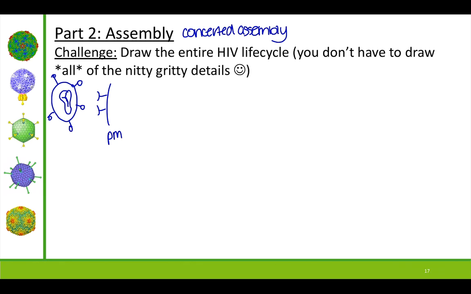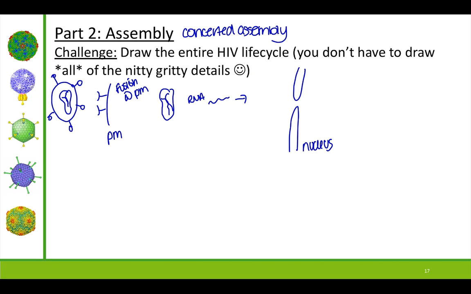We're going to have fusion at the plasma membrane. So unlike the flu, which fuses with the endosome, HIV, of course, fuses at the plasma membrane. And so after that occurs, we have our nucleocapsid that has entered, our RNA, our genome, is going to then be reverse transcribed. And the reverse transcription happens in the cytoplasm. Let's go ahead and draw our nucleus here. So over time, we're going to have double-stranded DNA.